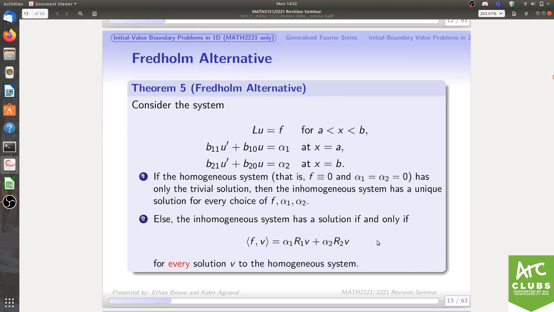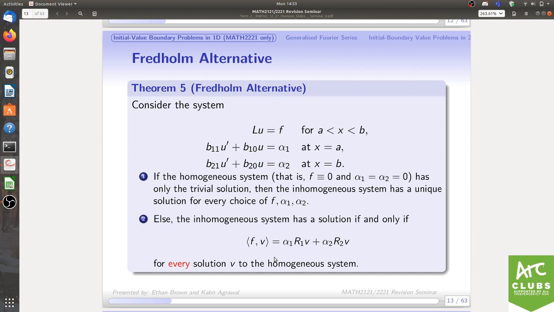So the Fredholm alternative is basically just a way of identifying whether or not a solution exists and whether or not it is unique. If the only homogeneous solution is the trivial solution, then there will always be a unique solution to the entire problem. Or if the trivial solution is no longer unique, i.e. we have this v coming into play, then we can only have a solution if this condition is true for each one of your homogeneous solutions.